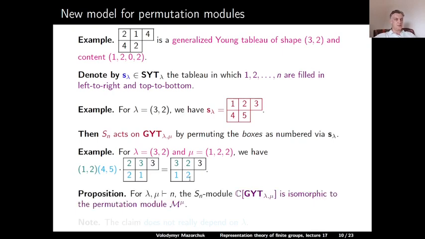And here is a main observation about this construction. For any partitions lambda and mu of n, the Sn module, which is the linearization of the action of Sn on the set GYT lambda mu, is isomorphic to the permutation module M mu. Note that this claim does not depend on lambda. So the formulation, the assumption depends on lambda, but the claim itself does not. It is valid for any lambda.